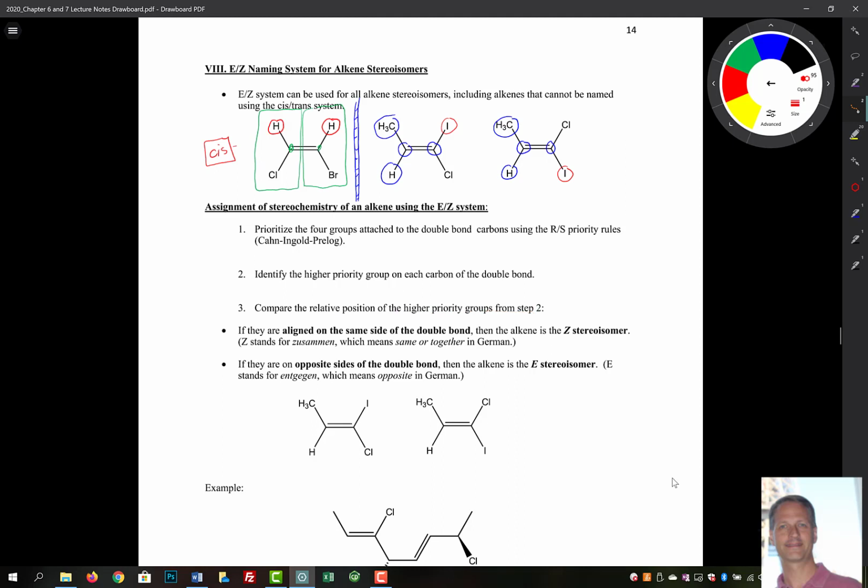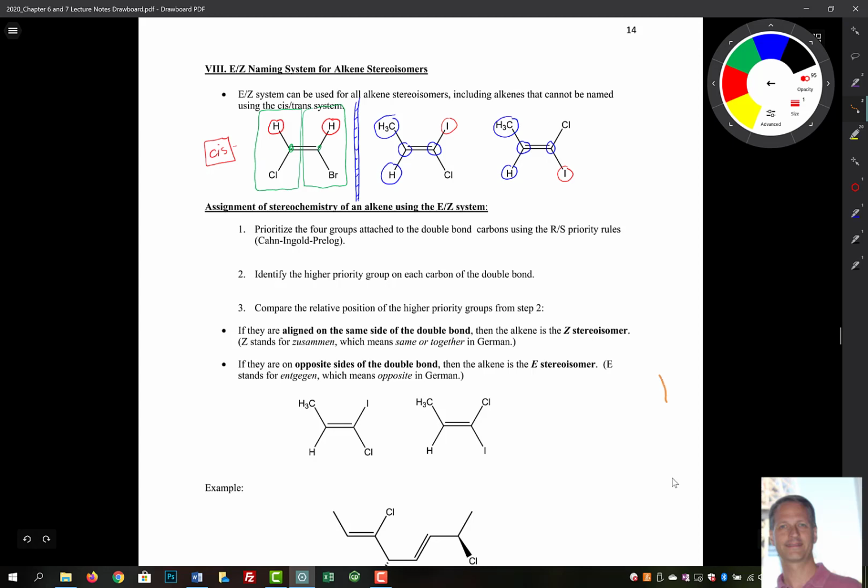One of two things will occur. If they're aligned on the same side of the double bond, then we call it the Z stereoisomer. And Z stands for zusammen. And I apologize for all the German-speaking students that are out there. But in my mind, this always sounds like zusammen. Zusammen side. They're on the same side. So it's silly, but that's how I remembered it from when I took organic chemistry. If they're on opposite sides, then they're called the E stereoisomer. So we have the Z or we have the E.